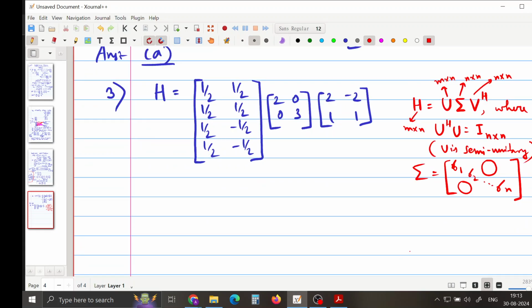Okay, and remember, they should be in decreasing order, like this, and all should be non-negative.